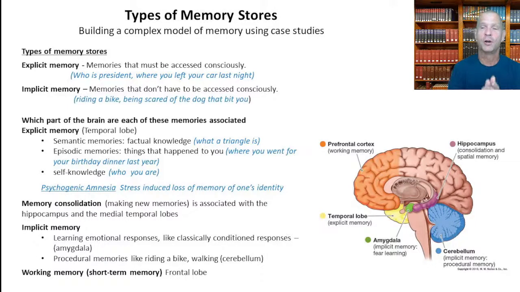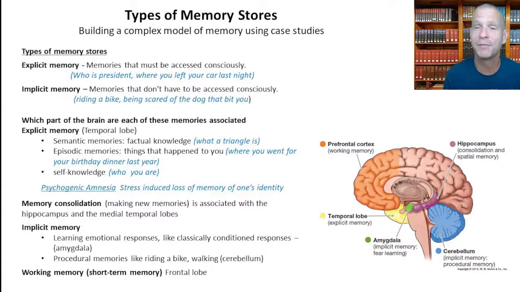So the first thing we need to do is remember that memories aren't just facts like George Washington or Patrick Henry. They are, in fact, any remembered activity that you can repeat. So riding a bike is a memory. Driving a car is a memory. Using a cell phone is a memory. But those are what we call implicit memories.